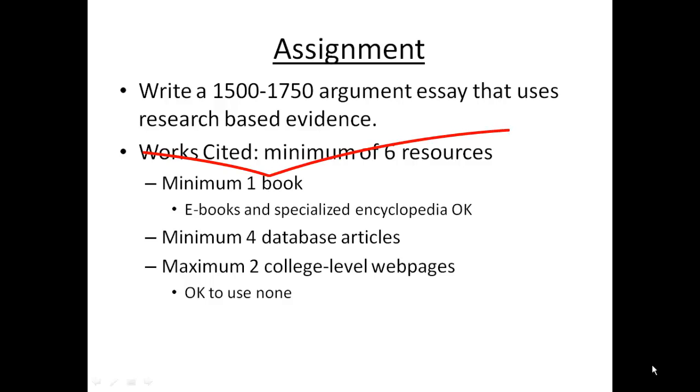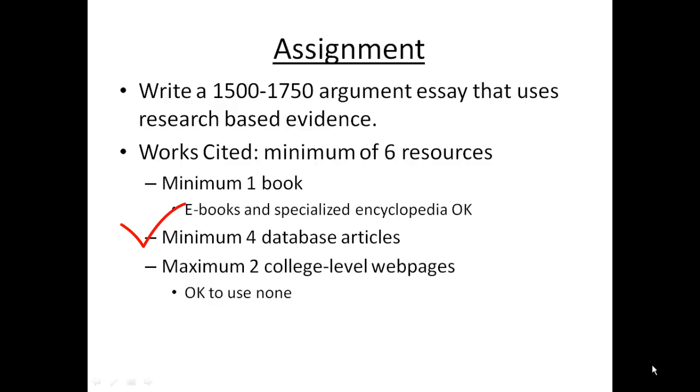The paper will include a works cited page. The works cited page should show that you've used at least 6 resources. From the 6 resources, it can be any combination, but at least one must be a book. The book can be an e-book or a specialized encyclopedia, not a general encyclopedia such as World Book or Britannica.